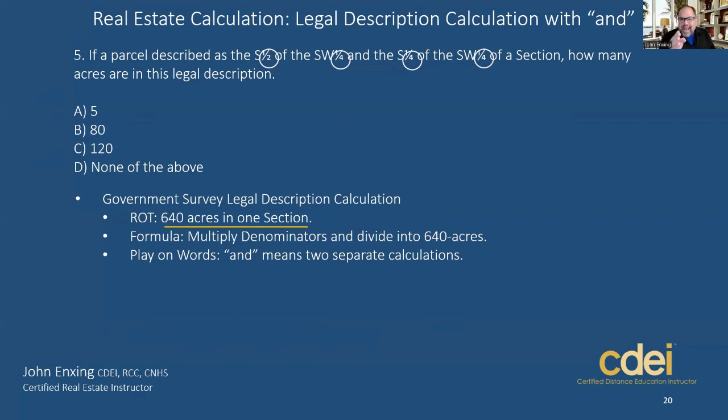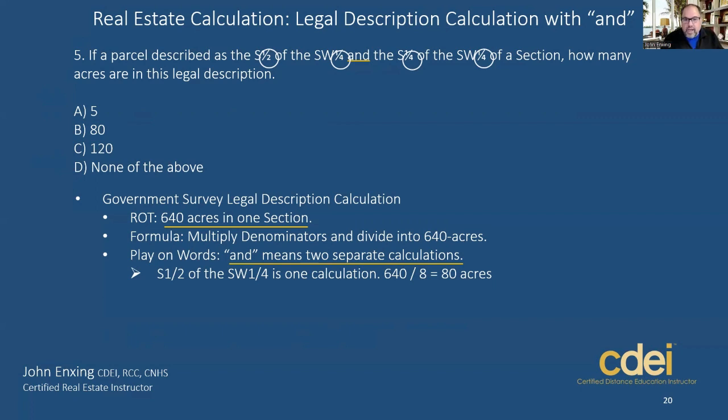If the word "and" is not in there, all I'm going to do is multiply all those denominators together and divide it into 640, and I get the acreage. But because the word "and" is there, I've got to calculate two separate calculations. Okay? Two separate. So I'm going to go to the left side of the word "and," and that's the south 1/2 of the southwest 1/4. That's my first one.